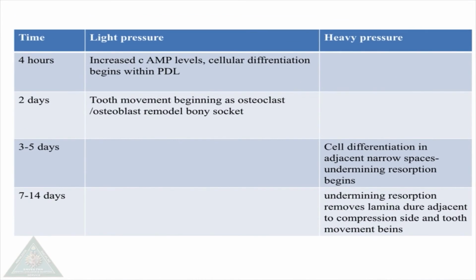In 4 hours, there are increased cyclic AMP levels and cellular differentiation begins within the periodontal ligament in case of light pressure. In 2 days, tooth movement begins with osteoclast and osteoblast remodeling the bony socket. In 3 to 5 days, cell differentiation in adjacent marrow spaces takes place and undermining resorption begins in case of heavy pressure. In 7 to 14 days, undermining resorption brings about the removal of the lamina dura adjacent to the compression site and tooth movement begins.